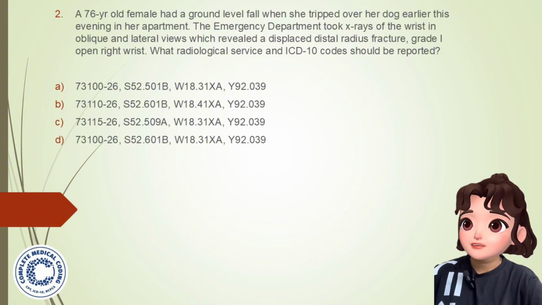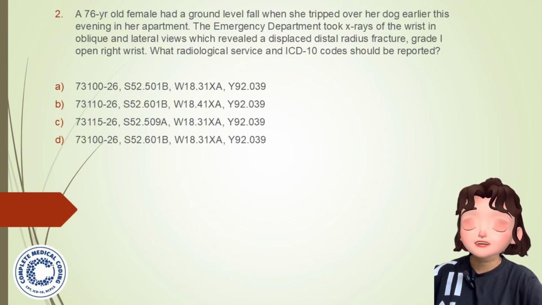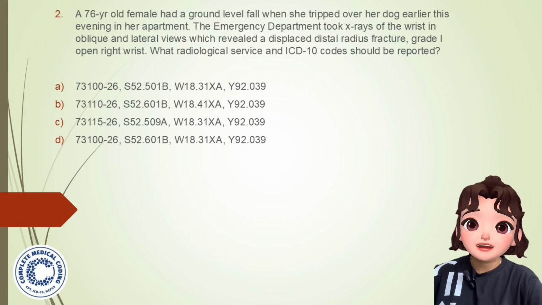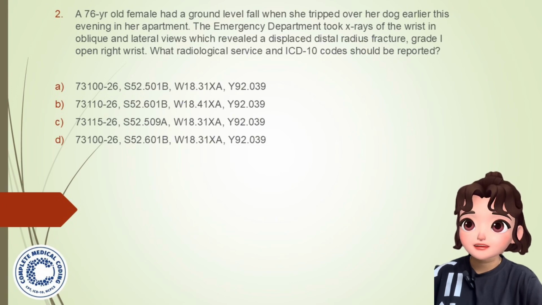What is W18.31XA? We need to code the place and the last code, Y92.039. So the place of occurrence we need to code, as well as the external cause of injury. What caused the injury, or the external cause, and in which place? All these we need to code. So what is W18.31XA?